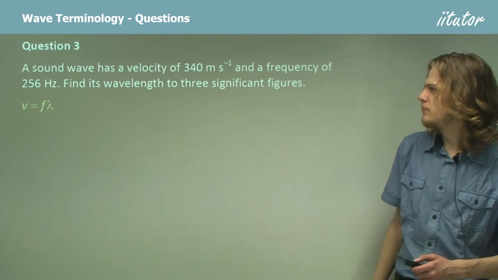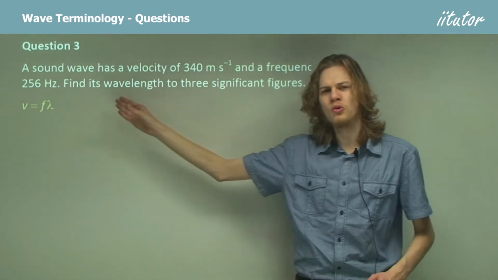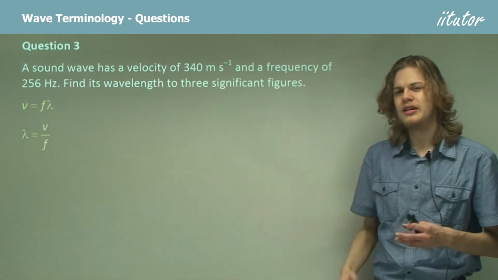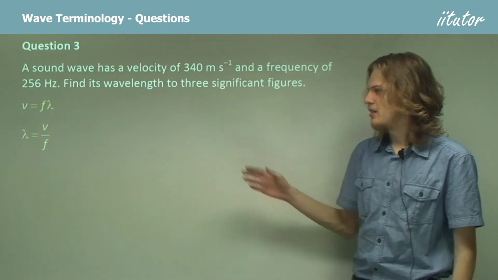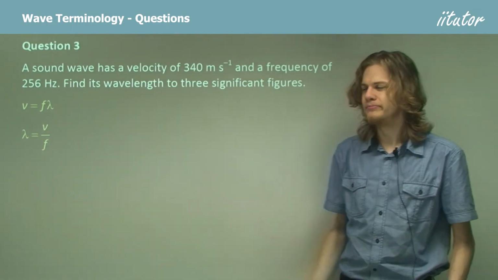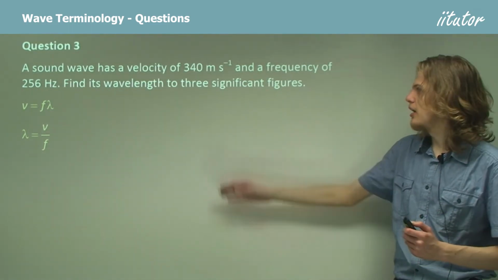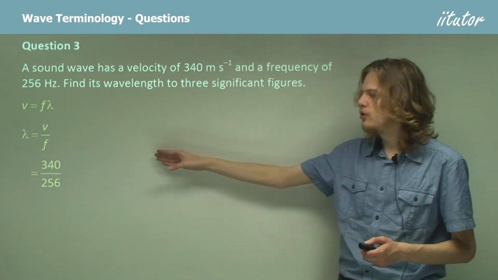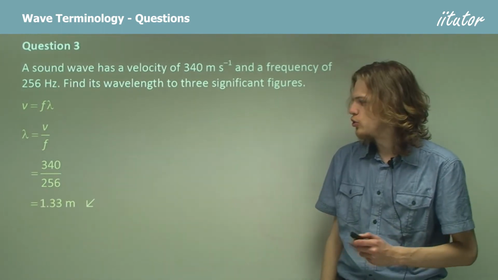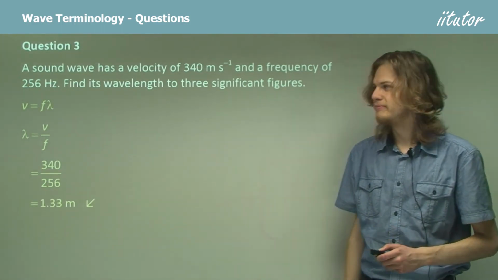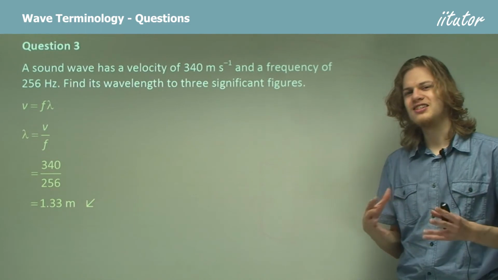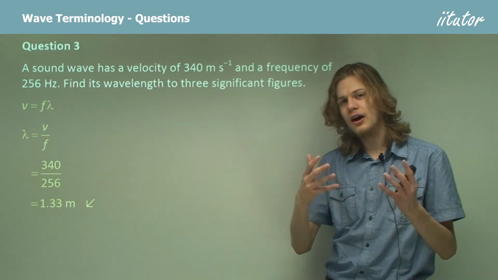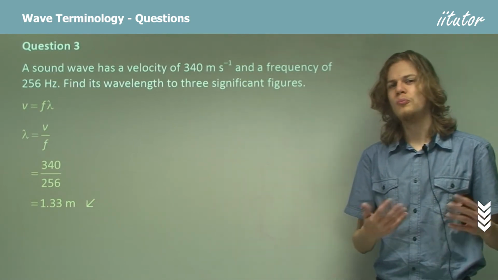So in this case, we're given v and we're given f, but we want to find lambda. So we need to rearrange our equation. We can see by dividing both sides by f that lambda will equal v over f. What we need to do now is substitute our v and our f. That gives us a value of 340 over 256, which evaluates to about 1.33 meters. So this is a rough sort of estimate for the length of a sound wave. Of course, different sound waves might have higher or lower wavelengths, but we'll learn more about that in a later section.